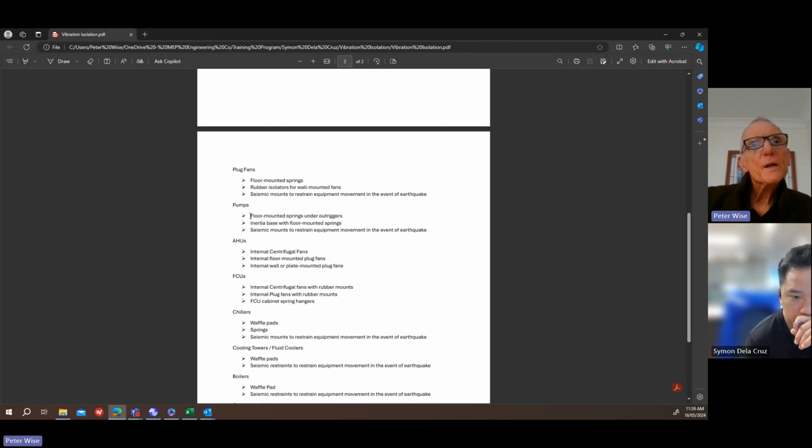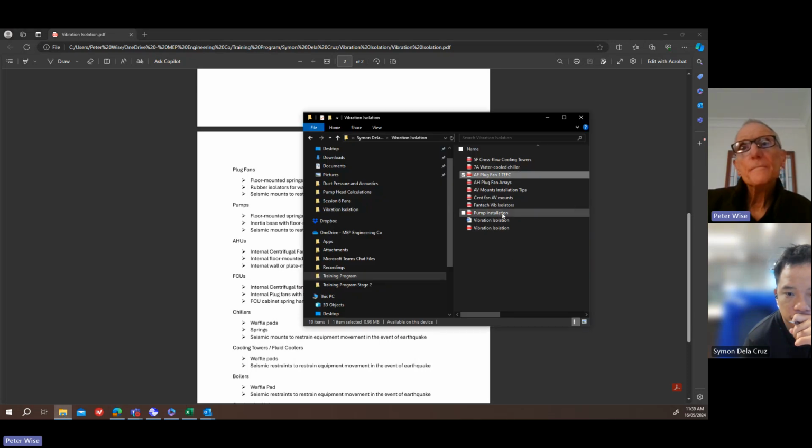Now pumps are normally floor mounted on springs, springs under outriggers. They may have an inertia base with springs. You're familiar with inertia bases? Got a picture of that, I think.